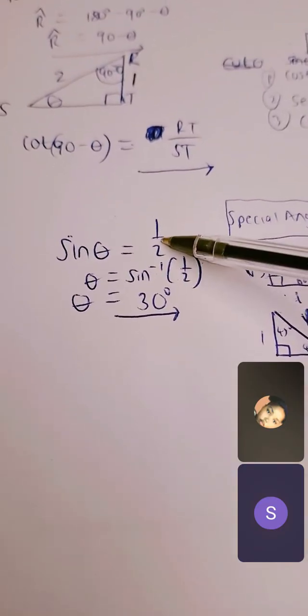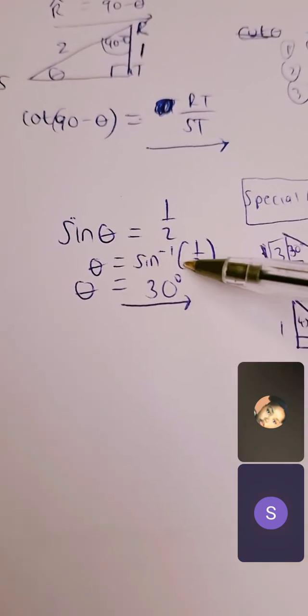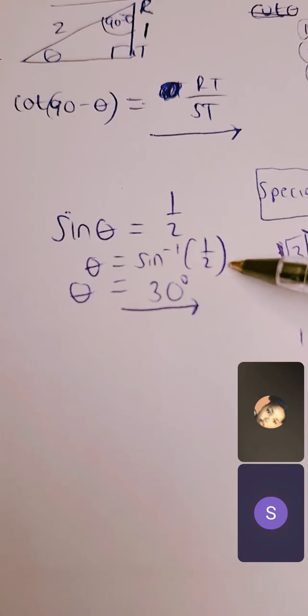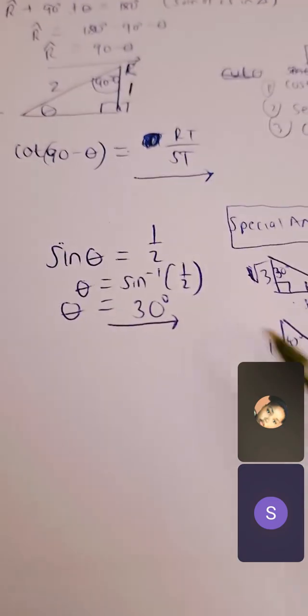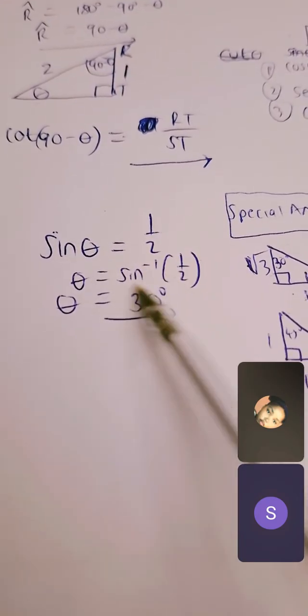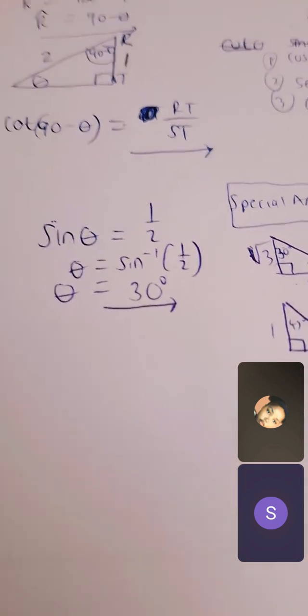So what we do then is we take the inverse of the trig ratio, evaluate it with the ratio 1/2, and you will get the angle. To select this, you press shift sine, and you put the half in brackets. You should be able to get the angle.